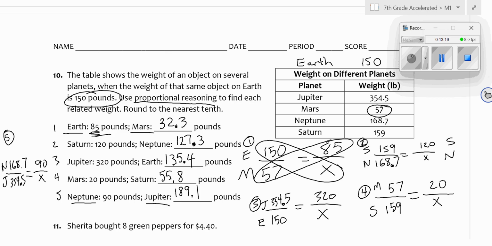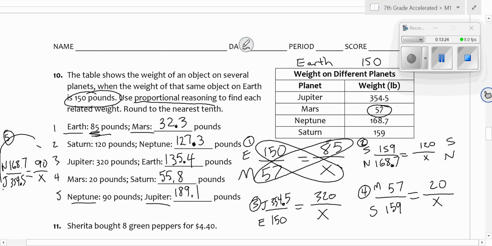All right, so I set all of these up, and I'll just go over how we set those up. We'll go over it with this last one right here. This table is just showing you if you weighed something on one planet, then you would weigh another amount on another planet. So if you're 57 on Mars, you'd be 168.7 pounds on Neptune. So these are all of our first ratios. We choose the ones that we need to help us solve.